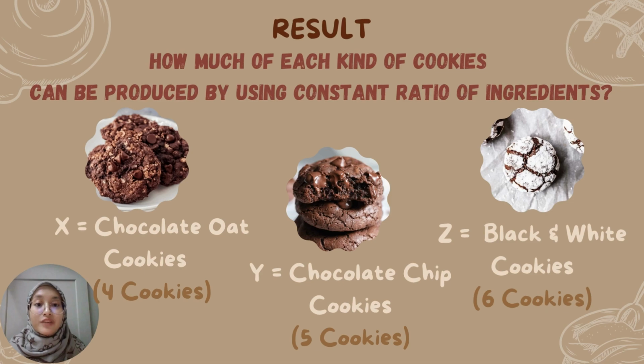So, how much of each kind of cookie can be produced by using a constant ratio of ingredients? From our way of solving this question using the Gaussian elimination method, the result that we get is we can produce 4 chocolate oat cookies, 5 chocolate chip cookies, and 6 black and white cookies.